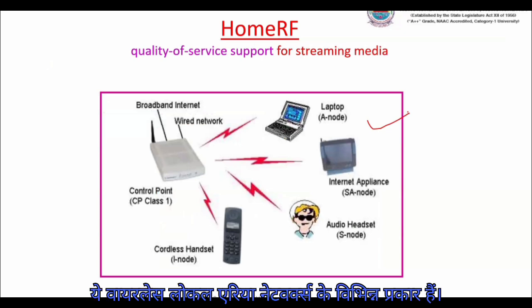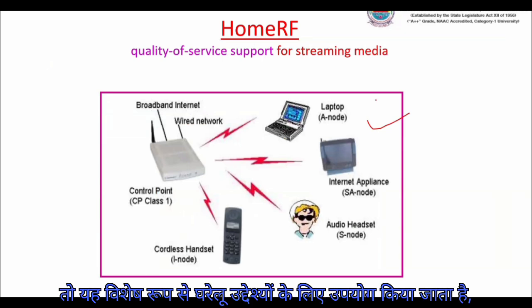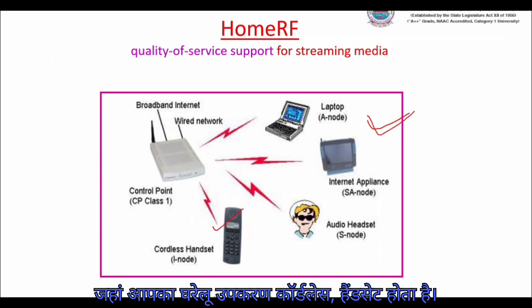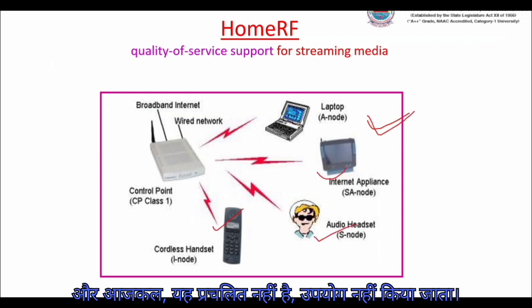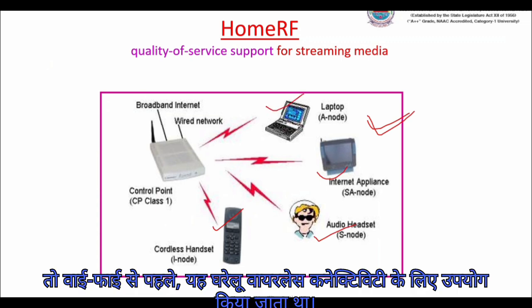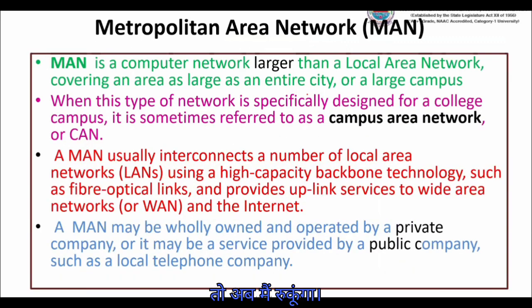Then another is home RF. These are the different kinds of wireless local area networks. So this is particularly used for home purposes, where your home device is a cordless handset, and nowadays it is not prevalent, not used. तो वाईफाई से पहले घर में वायरलेस कनेक्टिविटी के लिए यूज होता था.